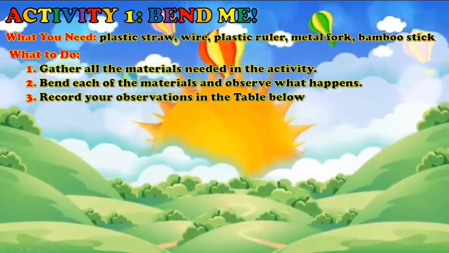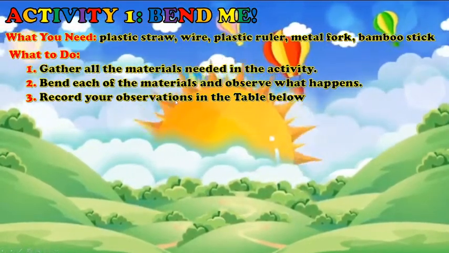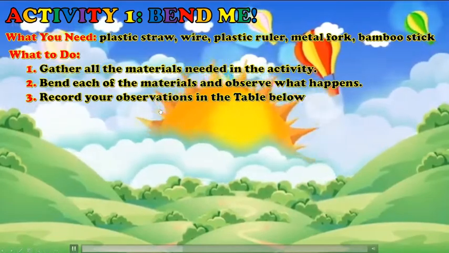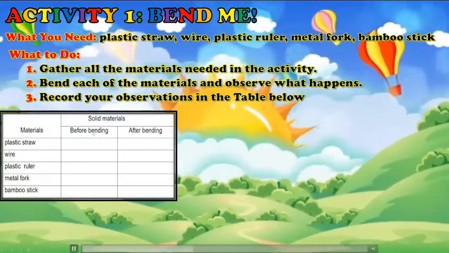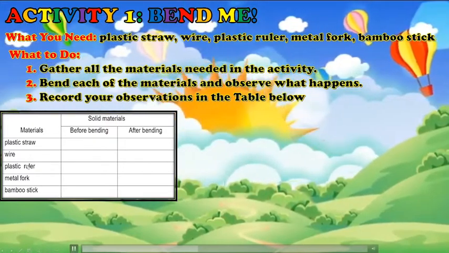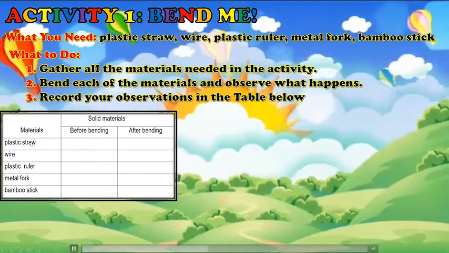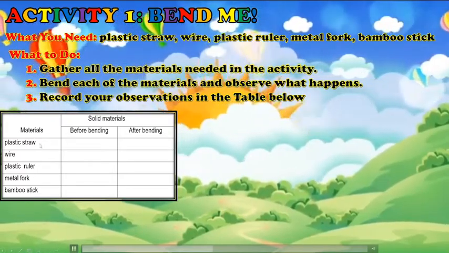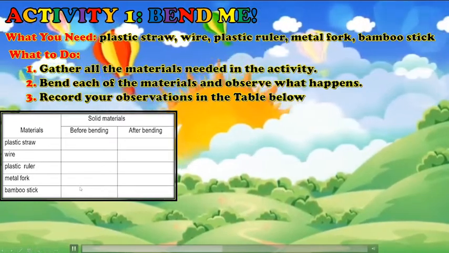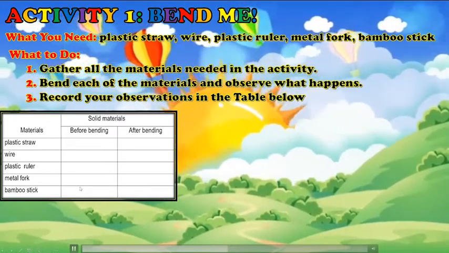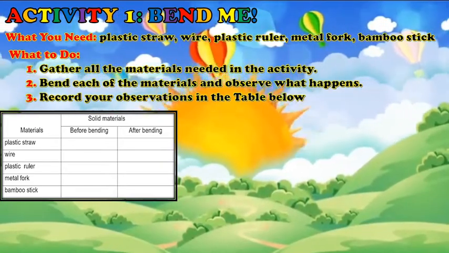Second, bend each of the materials and observe what happens. Then record your observation in the table below. In the table, you can see the 3 columns. The first column is the needed materials in activity 1. In the second column, you are going to describe the appearance of each material before bending. Then on the third column, you are going to describe what happened to each material after bending.